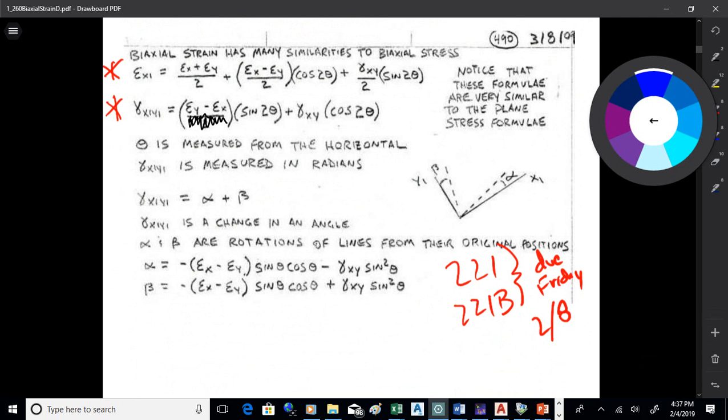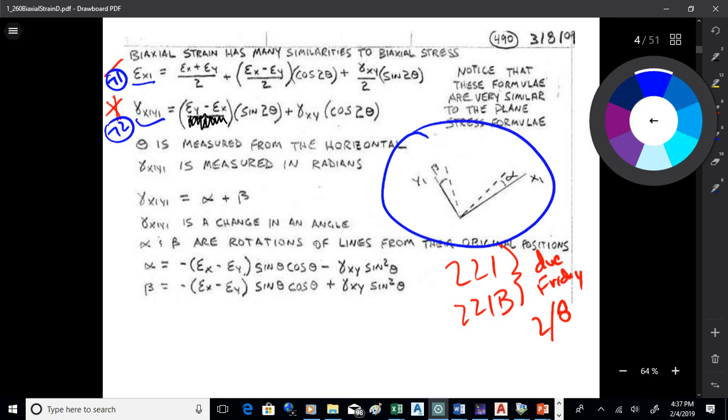So we've got the rules on page 490 that summarize some of this. We've got 3 formulas that we use. The epsilon x1 formula, which is formula 71. The gamma x1 y1 formula, which is formula 72. This tells us how an angled line would lengthen or shorten based on knowing the strains in the x and y directions. This tells us how an angle would change, similar to what you're seeing there, given strains in the x and y directions. And this alpha formula tells us how one line would rotate. That's the information we can get out of those.